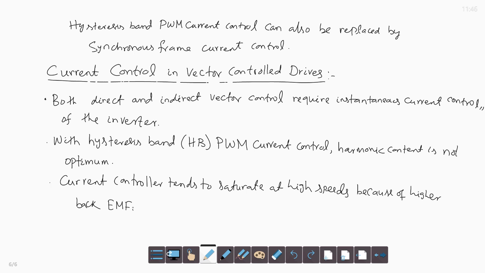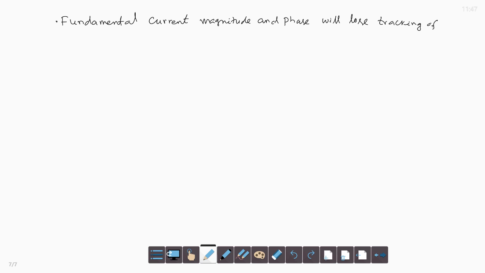So, when the current controller saturates in part of the cycle because of higher back EMF, fundamental current magnitude and phase, we will lose tracking of the command current. So, vector control will not be valid.